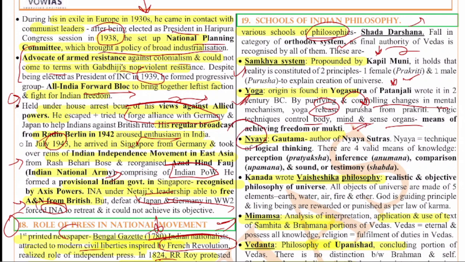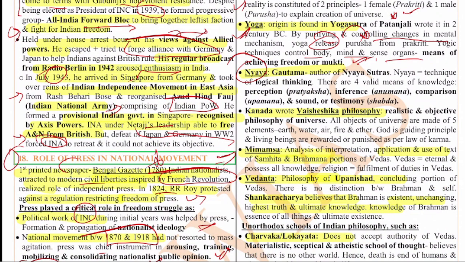Next, Nyaya by Gautama, the author of the Nyaya Sutra. The Nyaya technique of logical thinking has categorized different ways of acquiring knowledge, that is by perception, inference, comparison and testimony. All of these are the major ways. Next, you have the Vaisheshika by Kanada. This talked about the atomistic theory, and they said that the world is made up of 5 realities: earth, water, air, fire and ether. God is the guiding principle, and living beings are rewarded or punished as per the law of karma.